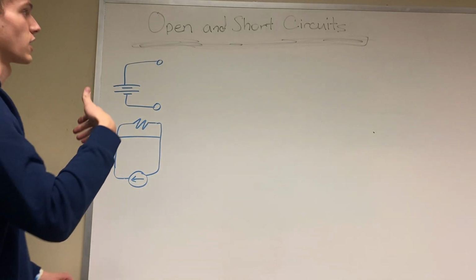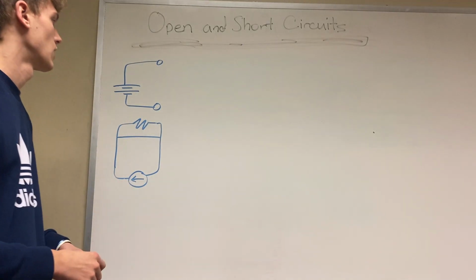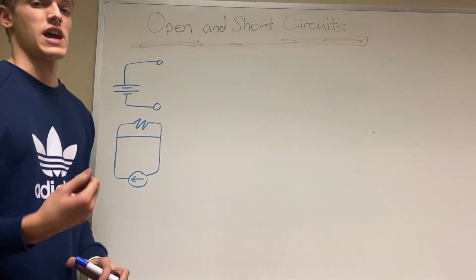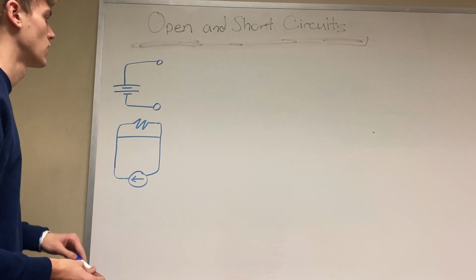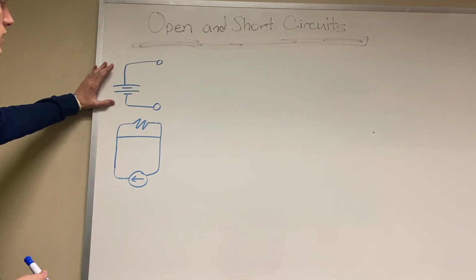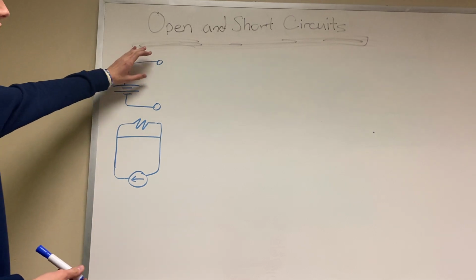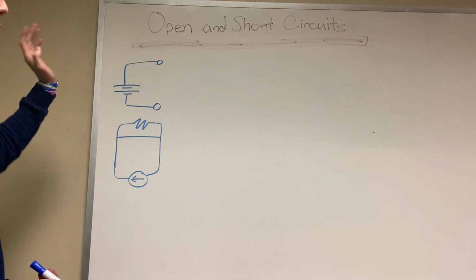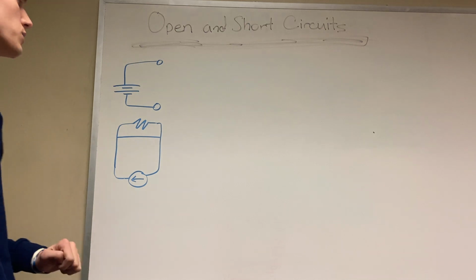In this video, I'm going to talk about open and short circuits. These are two types of circuits that are often used to deactivate types of sources. So this would be called an open circuit, where you can see that our wires or the nodes aren't connected anymore, and there's no way for the current to continue flowing through those.